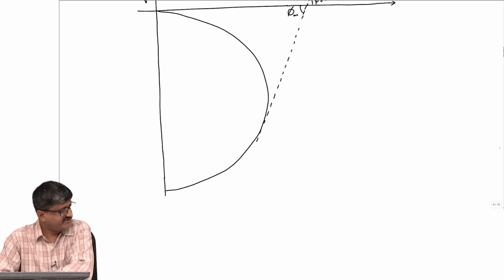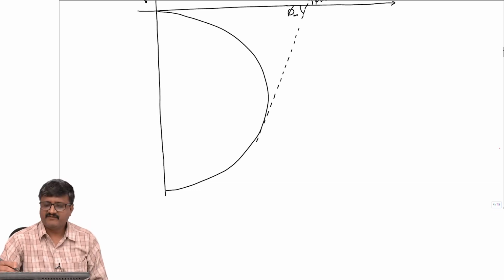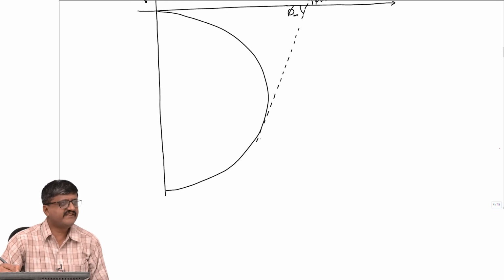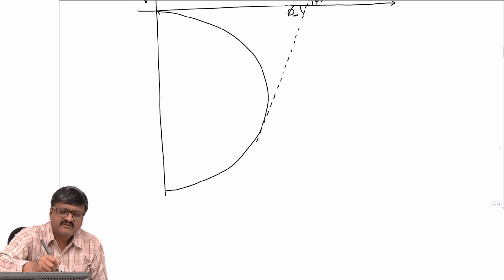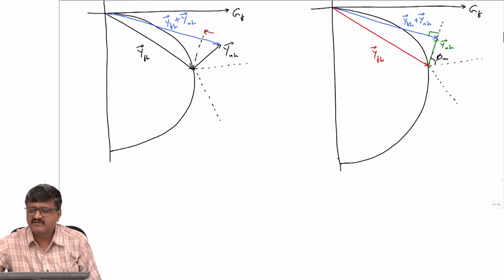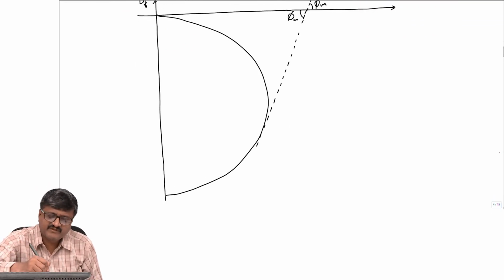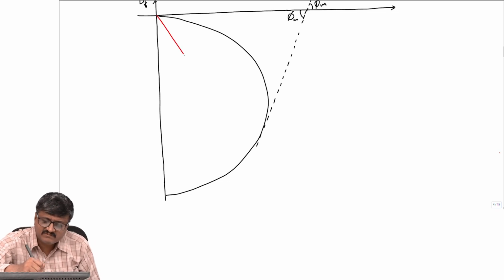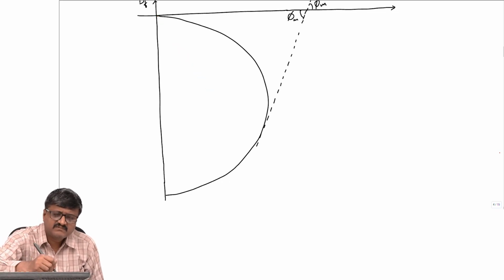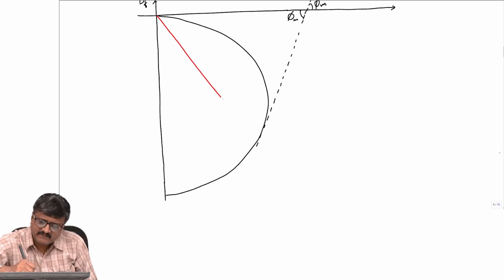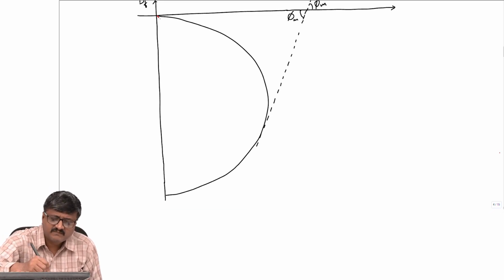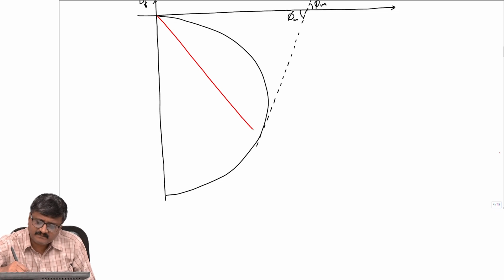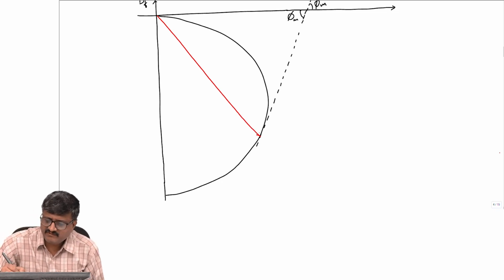Now, where is y of h? It is the point common to the semicircle and the tangent. I used red, so I will show y of h in red. So, this is y of h.